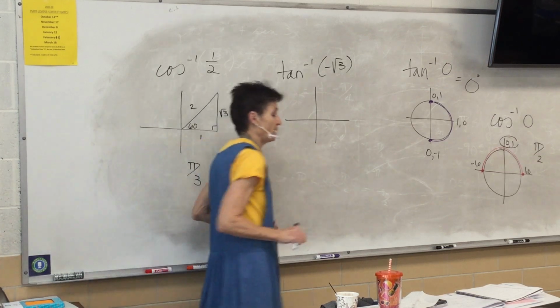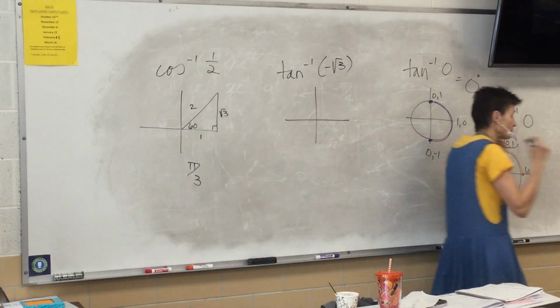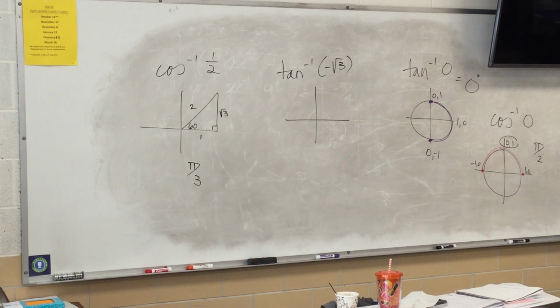So, question number 1. As you're thinking the problem through, I've got to draw this triangle. Where am I going to draw it? What are your choices for inverse tangent? 1 and 4. It can't be 1 because it's a negative number, so it must be in quadrant 4.